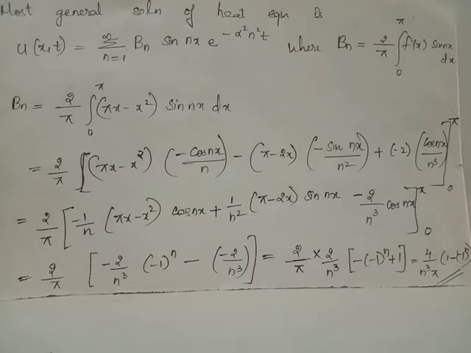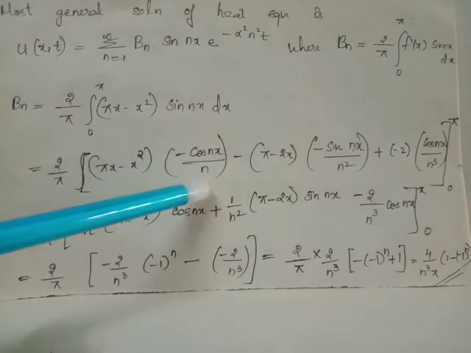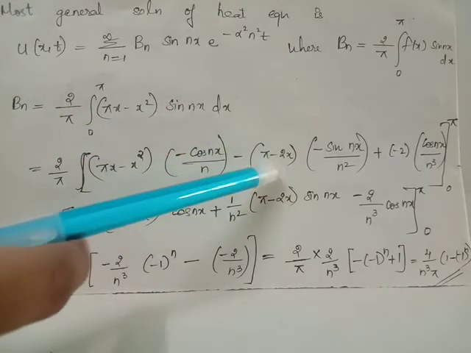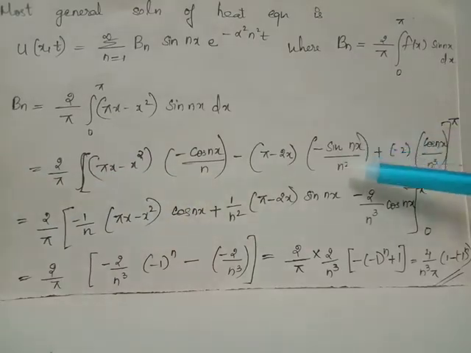Now we will evaluate the Fourier coefficient bn. We have bn = 2/π integral 0 to π (πx − x²) sin nx dx, when you replace f(x) using the expression πx − x². Here we will apply integration by parts: first function into integral of second function. This function is differentiated here, and this function is integrated and written here.